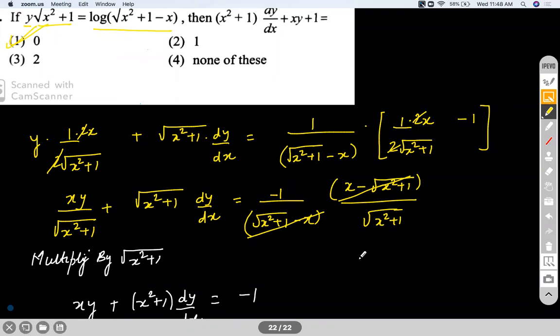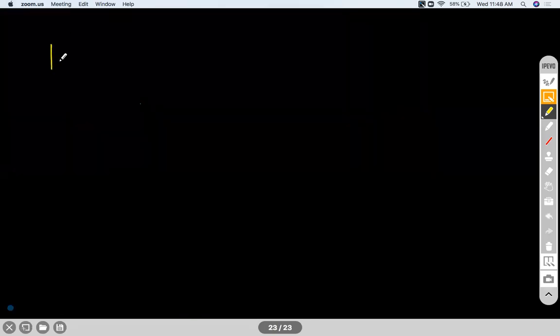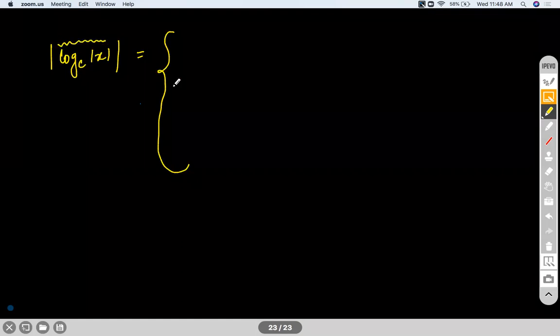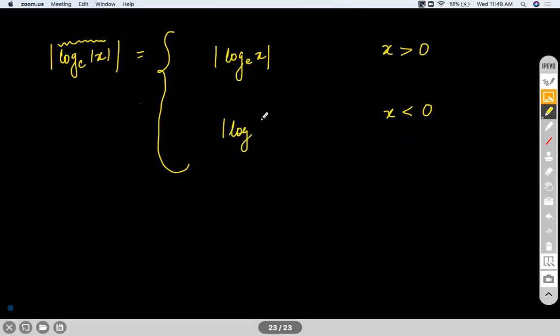So now I'll solve that question without a graph. See, first of all, log of anything, for two cases, but then it's e, right? Yes, we have to first take into account what happens when x is greater than 0, what happens when x is less than 0. When x is greater than 0, this function becomes mod log x, and for x less than 0 it becomes mod log of negative x.